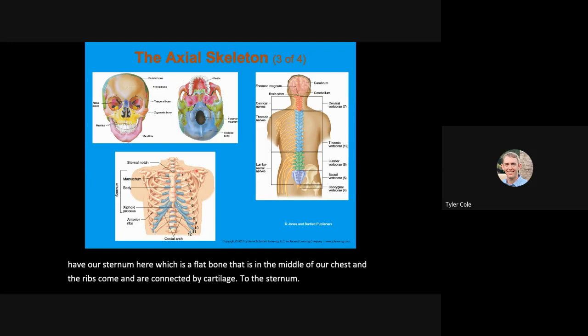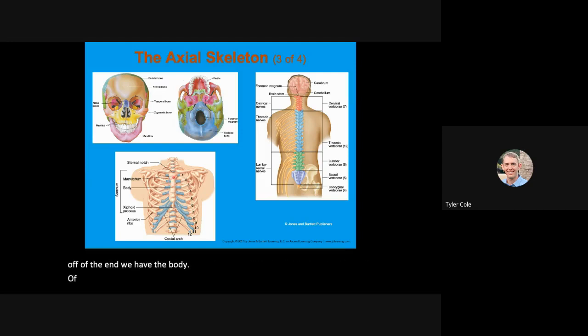We have our collarbones, or our clavicles here. Then on the bottom of the sternum, we have the xiphoid process, which is a small protrusion that is sticking off of the end. We have the body of the sternum and the manubrium, which is the head of the sternum. So when we are going in descending order, we have the manubrium, body, then the xiphoid process.